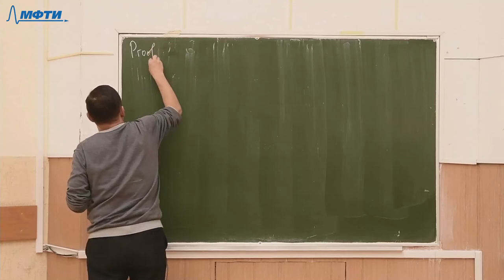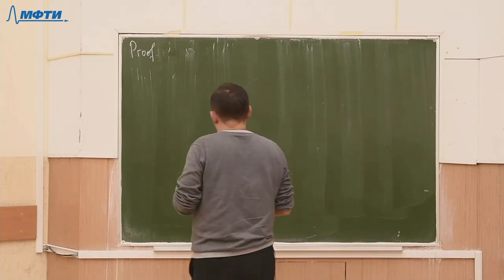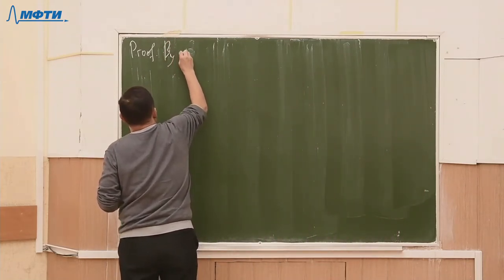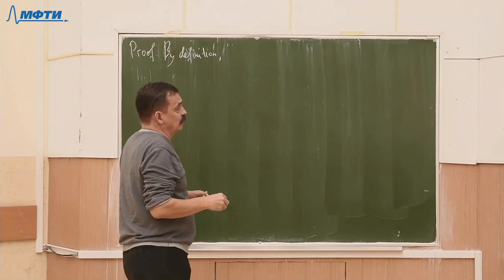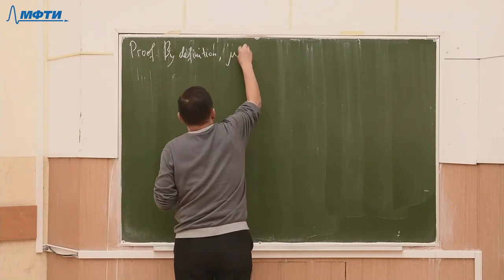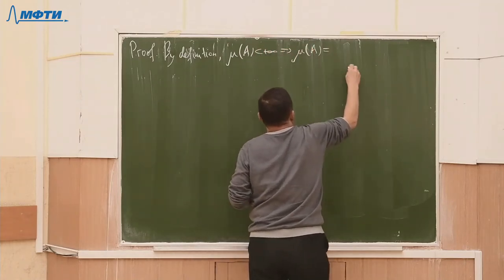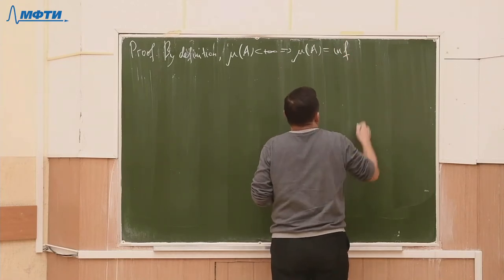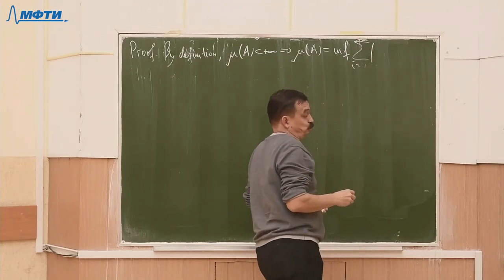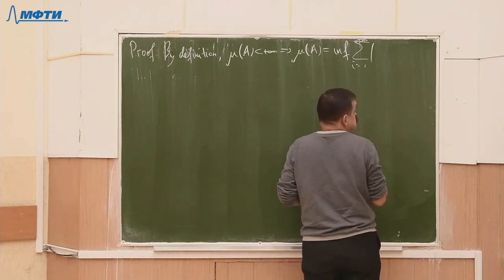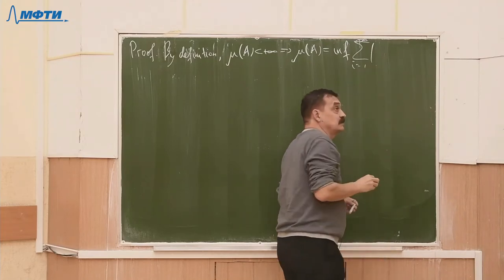Okay, proof. So, by definition, as we know, if measure of A is finite, then what does it mean? This measure can be represented as infimum of sums, let it be, M_i's or C_i's.